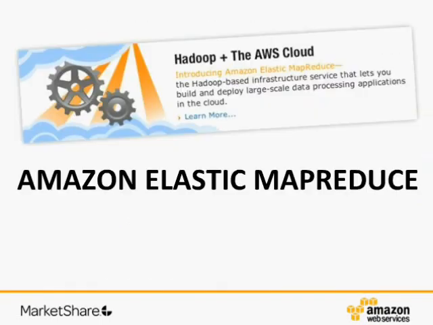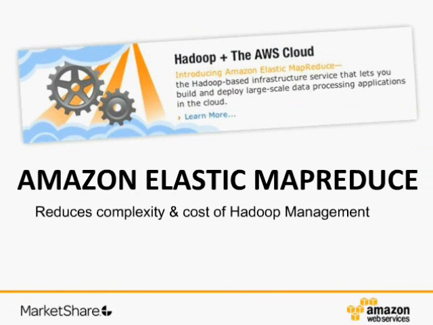And next I'd like to talk to you about Amazon Elastic MapReduce. So Amazon Elastic MapReduce is a managed Hadoop service running in the AWS cloud. And really the key things to think about in terms of Elastic MapReduce are that it reduces the complexity and cost of Hadoop management, number one.